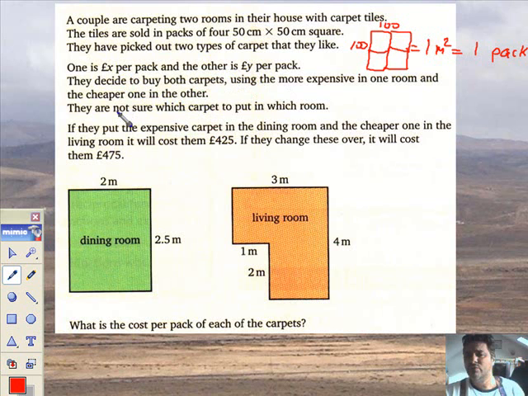They're not sure which room to put it in. So here we go. They're not sure which carpet to put in which room. Right. If they put the expensive carpet, now listen, I want to go for X is the expensive one.